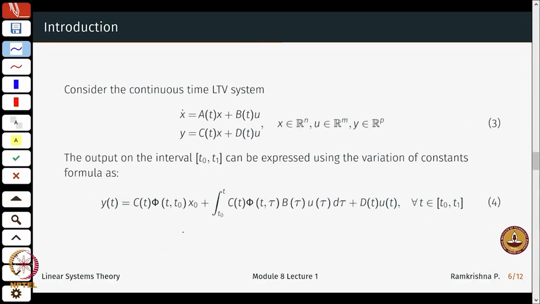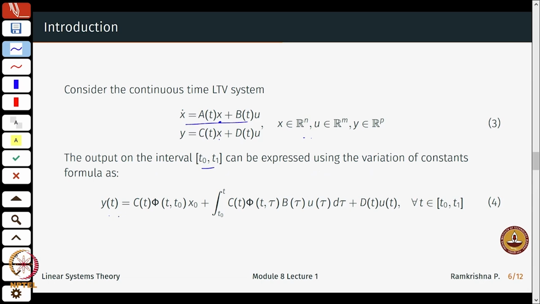So the first thing is, let's start with a continuous time LTV system with equations of this form, and the output. We spent a lot of time on how to compute the solutions of x given these equations, from the state transition matrix and so on. So I just substitute the value of x here and I get the following: the output on the interval t0 to t1 can be expressed by the solutions in this form.